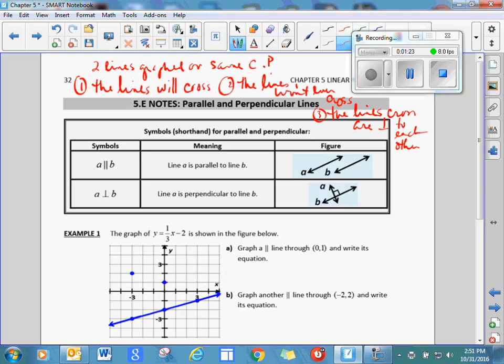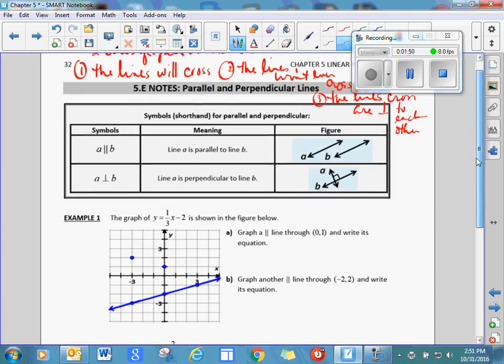So we're going to talk about the special situations where the two lines don't ever cross, and if they don't ever cross, that means they're parallel to each other. They're the same distance apart forever and ever. And we're going to talk about the situation where the lines do cross, but they make a 90-degree angle where they intersect each other. So it's really cases 2 and 3 that we're talking about in section 5E.